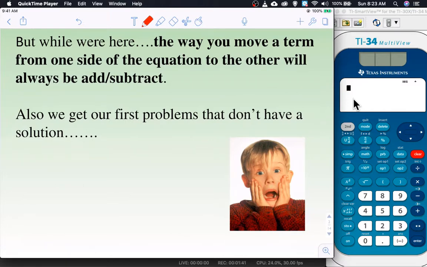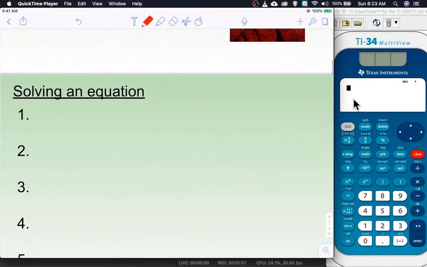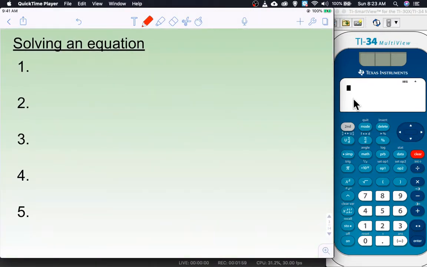And in this lesson, we will get our first problems that don't have a solution, where we're actually going to say there is no answer to this problem. And that can happen sometimes. That's going to actually happen periodically throughout the different units. So, first thing we got here is our 5 steps of solving an equation. The last lesson, we did steps 1, 2, 4, and 5, so let's get them all.